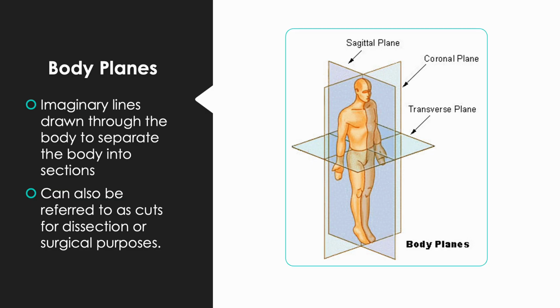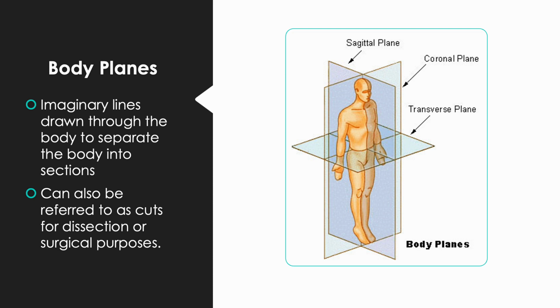Okay, so in addition to cavities and directions, we have body planes. Planes refer to if we were going to cut the body, where would we be cutting it? So when we're looking at views of the inside of the body, where are we looking at them? Are we looking at it from the top down, from the side in? Where are we looking at it? So we have different views for different parts of the body as well. So a body plane is an imaginary line that we draw through the body to separate the body into sections, either top, bottom, front, back, or side to side.